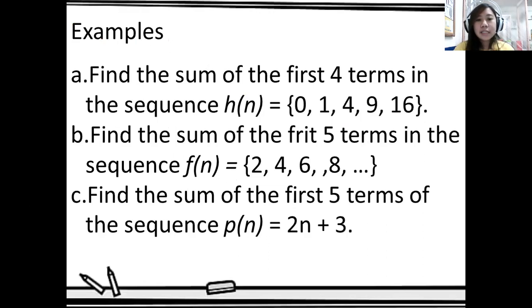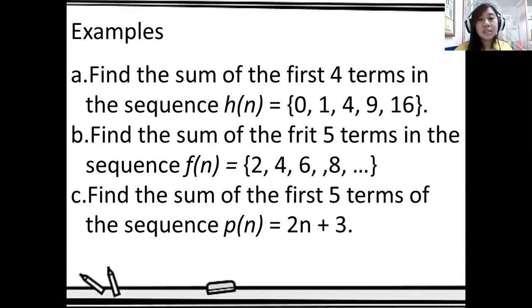Letter A, find the sum of the first 4 terms in the sequence h of n, where n is a series, is equal to 0, 1, 4, 9, 16. So when we say series again, it is the sum of terms. Letter B, find the sum of the first 5 terms in the sequence f of n is equal to 2, 4, 6, 8, and so on. Letter C, find the sum of the first 5 terms of the sequence p of n is equal to 2n plus 3. Okay, so let's proceed to letter A first.